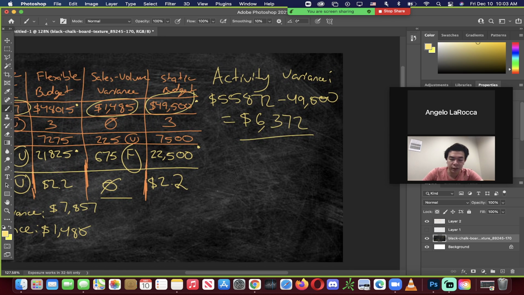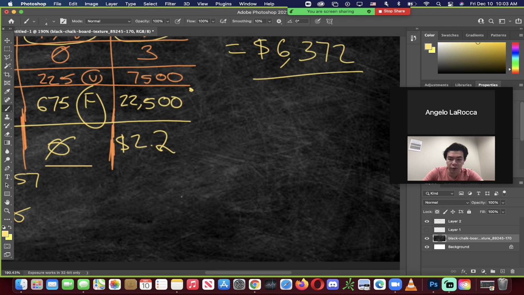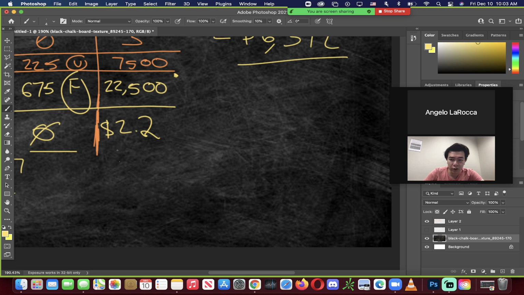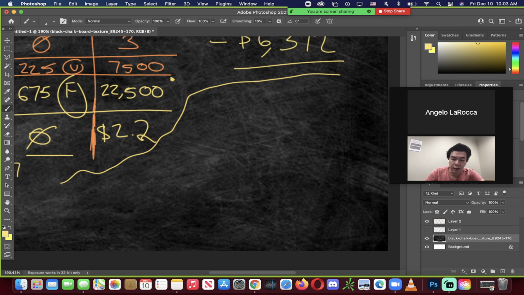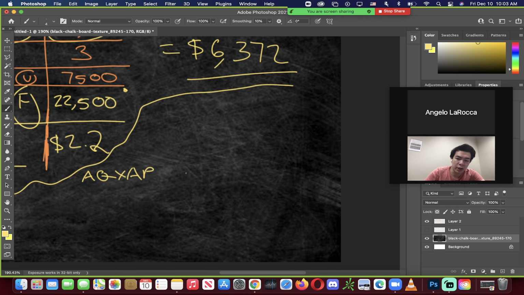Basically, I'm going to zoom in a little bit so we have more room. There we go, a little bit more room. So on the very left, you're going to have AQ times AP. In the middle, we're going to have AQ times SP, and on the very right, we're going to have SQ times SP, right? This is basically our skeleton, and it's going to help us find the efficiency variance and the input price variance. Right? And we look here and we see, okay, so actual quantity.